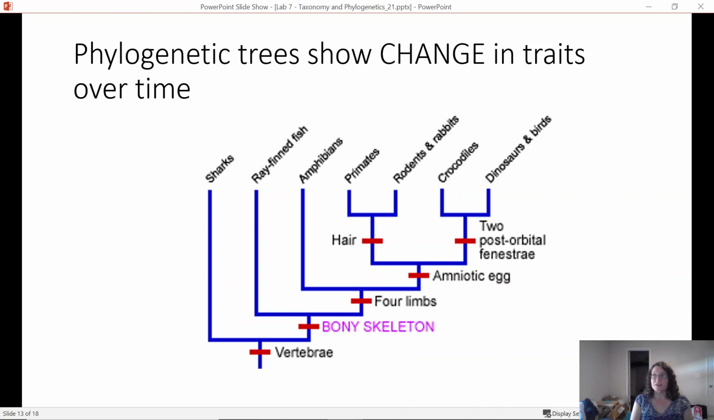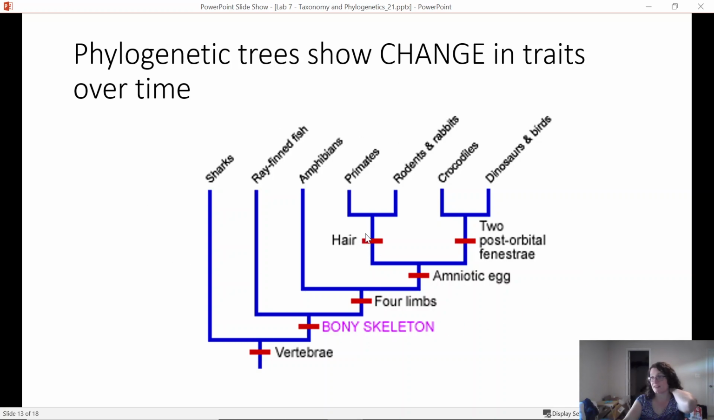Phylogenetic trees, though, are showing change in traits over time. So the concept here, let's say we start down here, right? Looks similar to a phylogenetic tree, except we're starting to talk instead about patterns, what evolved first. So everything above this point, this synapomorphy right here, everything above this point has vertebrae. Okay? Sharks have vertebrae, but sharks do not have bony skeletons. Okay, so sharks are over here, but everything above this bony skeleton here, the rest of this has bony skeleton.